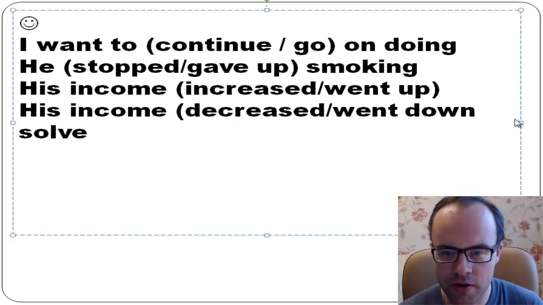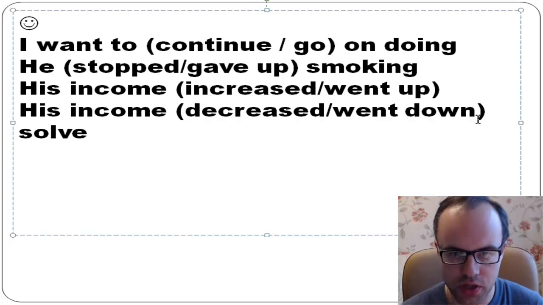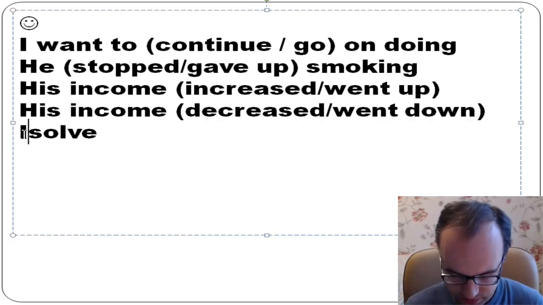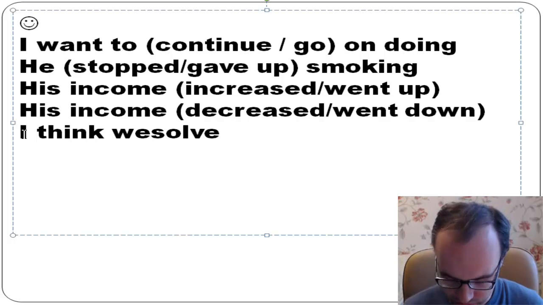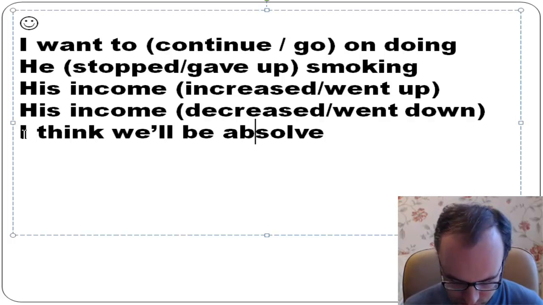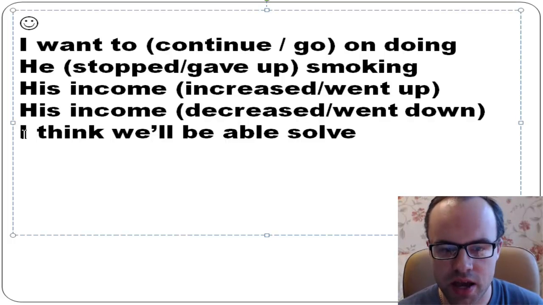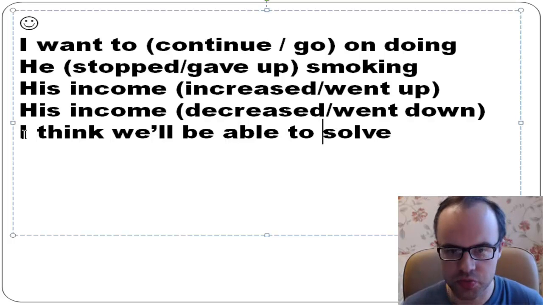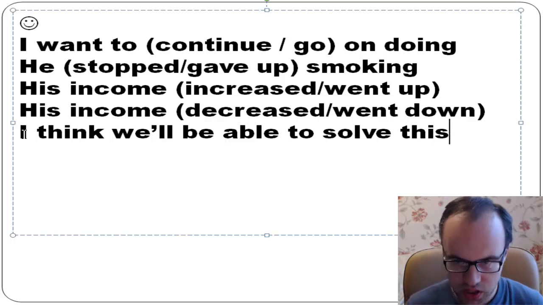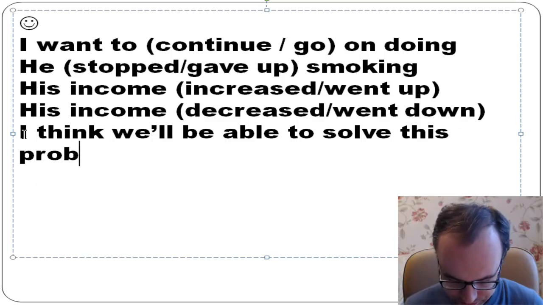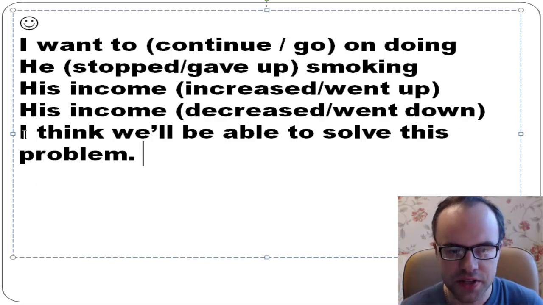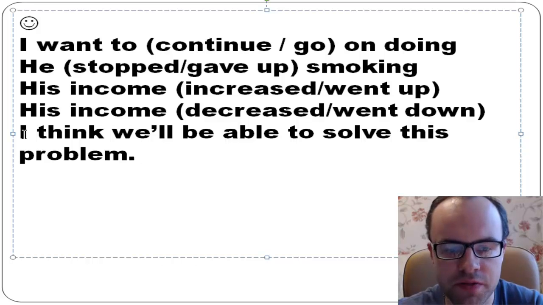And one more very important verb, solve. Okay, so I think we'll be able. So you know that if we are talking about present, we use can, and if we are talking about future, we use the structure will be able to. So I think we'll be able to solve this problem. Yeah, that's a nice phrase. Solve this problem. I think it's mostly suitable for intermediate students.